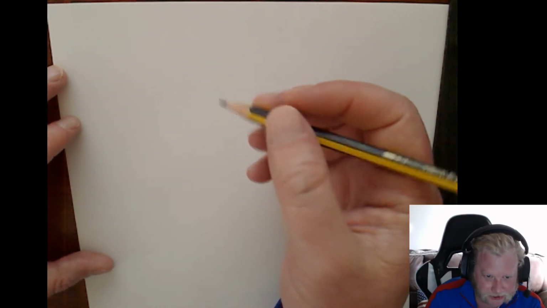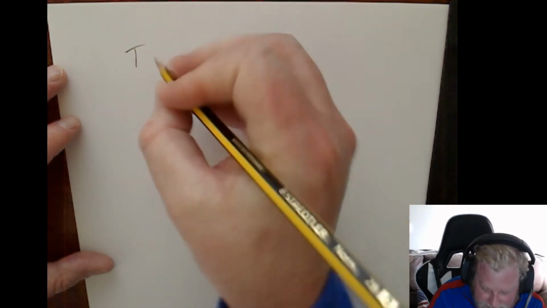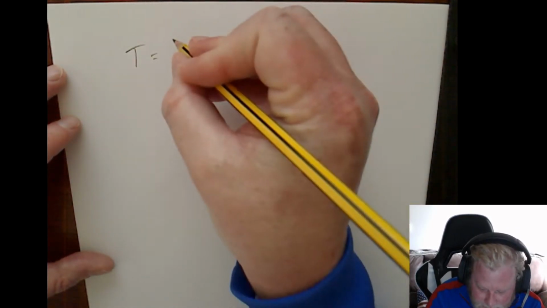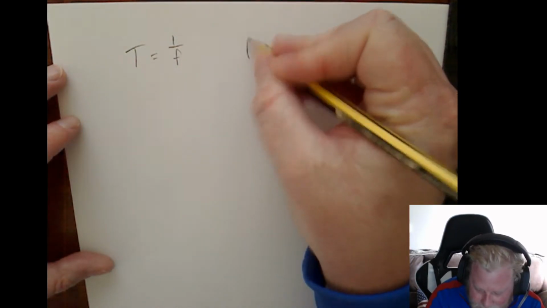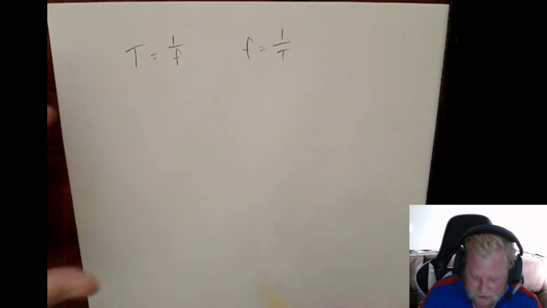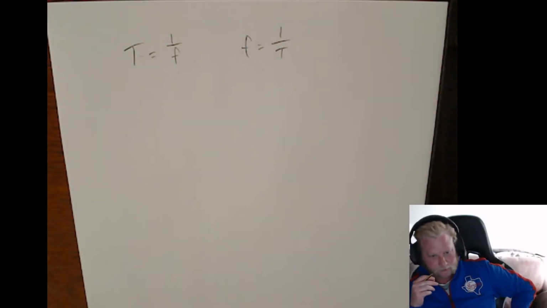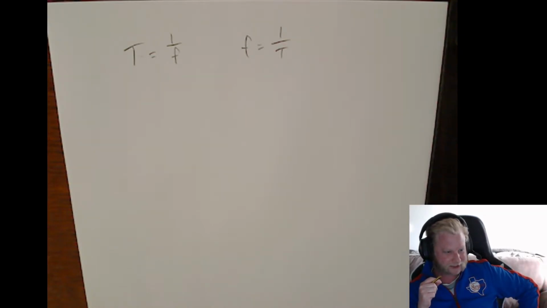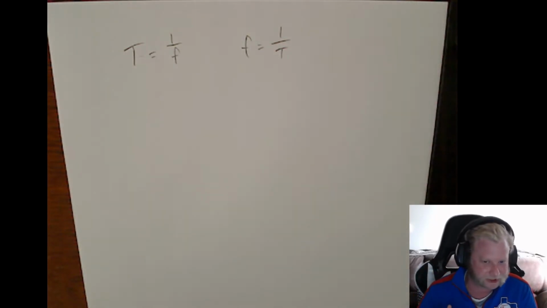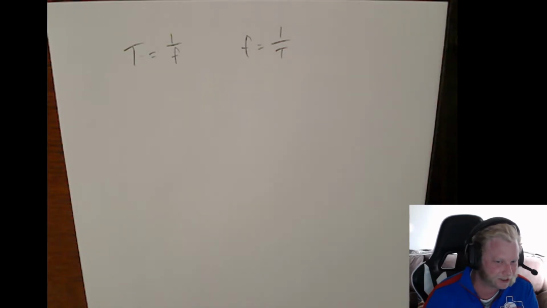Now, the other 2 terms that will not go away for the next 3 units are period and frequency. Your period, designated by a capital T, is equal to 1 over your frequency, and your frequency is equal to 1 over your period. So notice that your period and your frequency have an inverse relationship. Now, the period is the amount of time it takes to complete one full cycle, and so that's going to be measured in seconds. Whereas the frequency is how many cycles occur per second, and that's going to be measured in hertz.